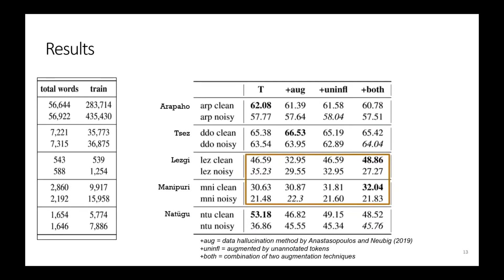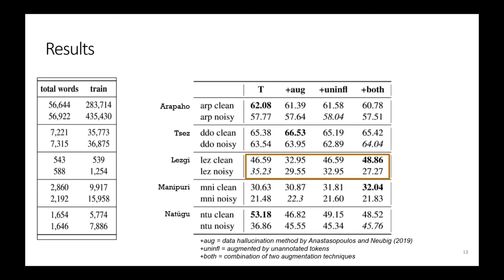That's particularly noticeable here. So there's the Arapaho results. And if we look here at Lesgi and Manipuri, there's a big difference in the amount of data they have, but the one with more data actually has poorer results. If we look at the improvements after cleaning, we see the biggest improvement in Lesgi, which is probably due, based on our observation, to the fact that it was the most noisy and inconsistently annotated data.